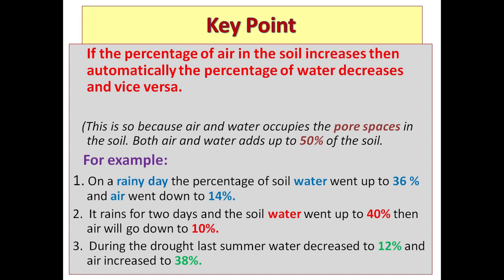So what you should get from this part of the lesson is that if rain falls, that will normally cause soil water to increase. And if there's a drought, that will normally cause soil water to decrease and air to increase. Very important. So on a rainy day, water will increase and air decrease, but in droughts, air will increase and water decrease.